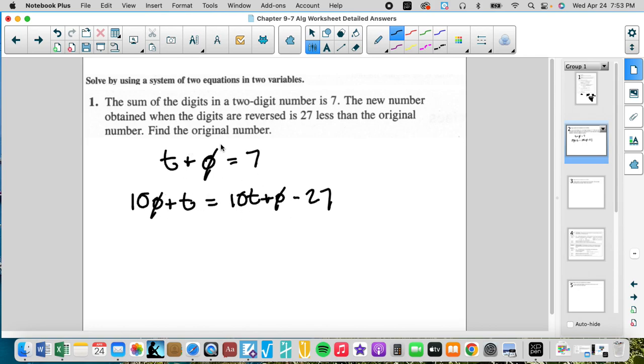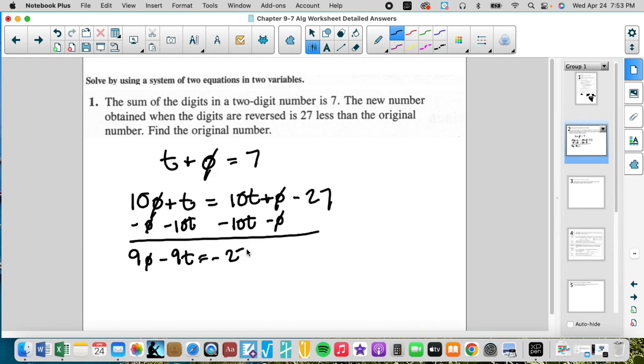So now we have two equations. This one we have to simplify a little bit. So let's move the variables over so it's in the same format as this top one. Remember, that was really important. If we're going to be in ax plus by equals c format, make sure both equations are in the same one. So I'll subtract the t's over, I'll subtract the o's over, and then we will simplify. So we get 9o minus 9t equals negative 27.